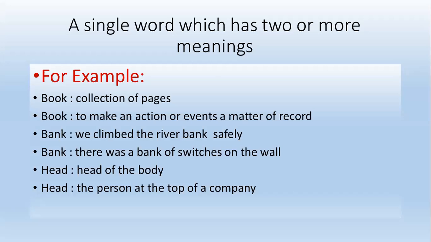And the other one is bank. We climbed the river bank safely. And the other meaning of bank is, there was a bank of switches on the wall. The third one is head: the head of the body, the part of the body is called head, and the person at the top of a company is also called head.